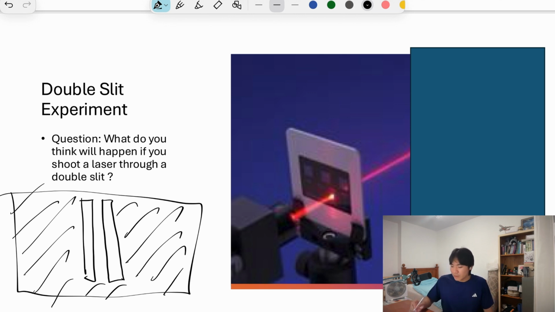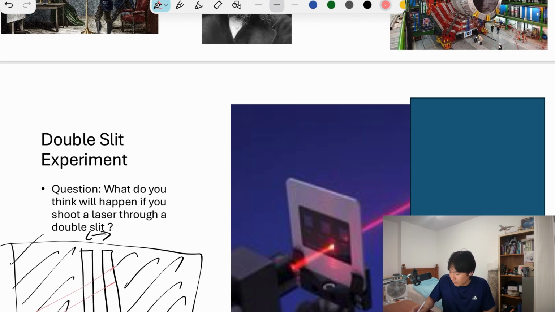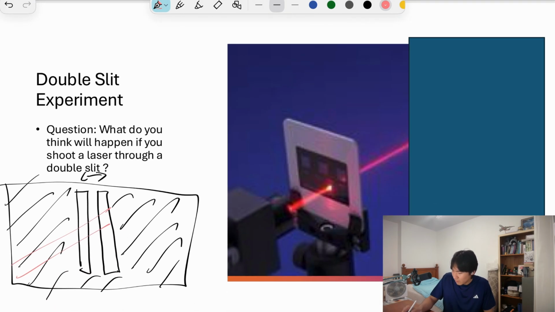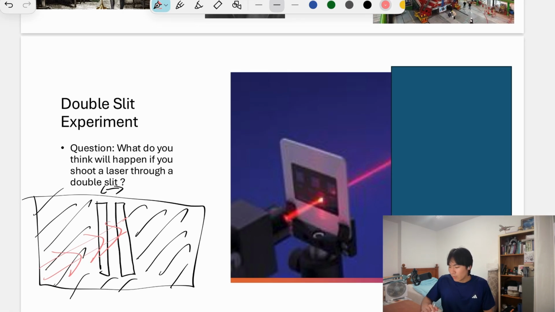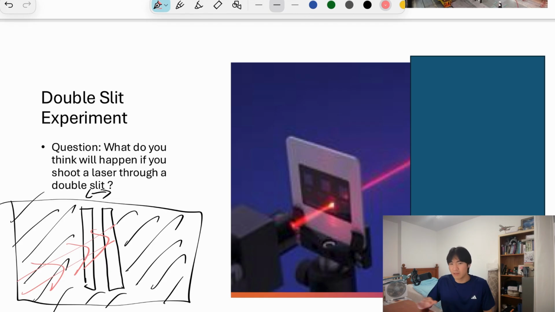And imagine through this double slit, let's say this is a very small distance, maybe less than a millimeter even. Imagine you shine a laser light through it, as you can see on the diagram here on the left. Imagine you shine a laser through here. What do you think you're going to observe on the other side?